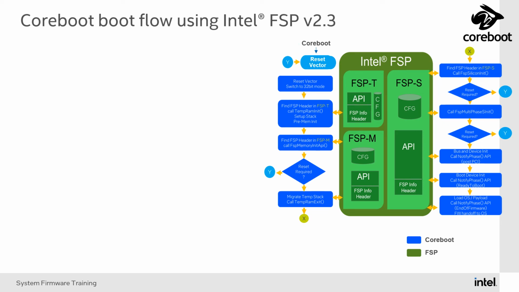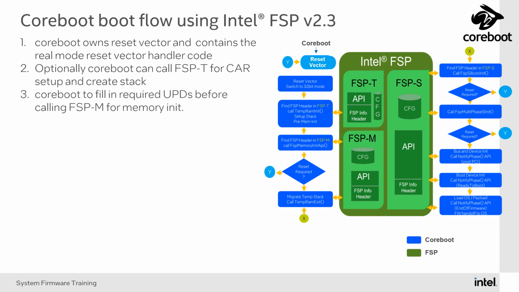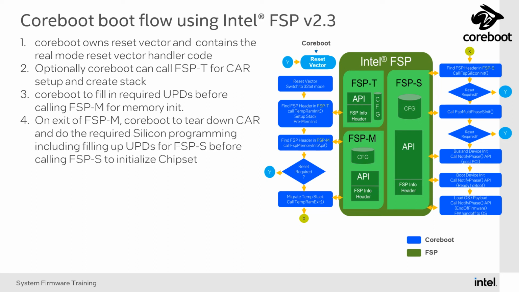Let's break down the steps for the interaction with the Intel FSP. First, Coreboot owns the reset vector and contains the real mode 16-bit reset vector handler code. Optionally, Coreboot can call FSP-T for CAR, cache as RAM, setup and create a stack. Next, Coreboot is required to fill in the required updatable product data, UPDs, before calling FSP-M for memory init. Then, on exit of FSP-M, Coreboot needs to tear down CAR and do the required silicon programming, including filling up UPDs for FSP-S before calling FSP-S to initialize the chipset.